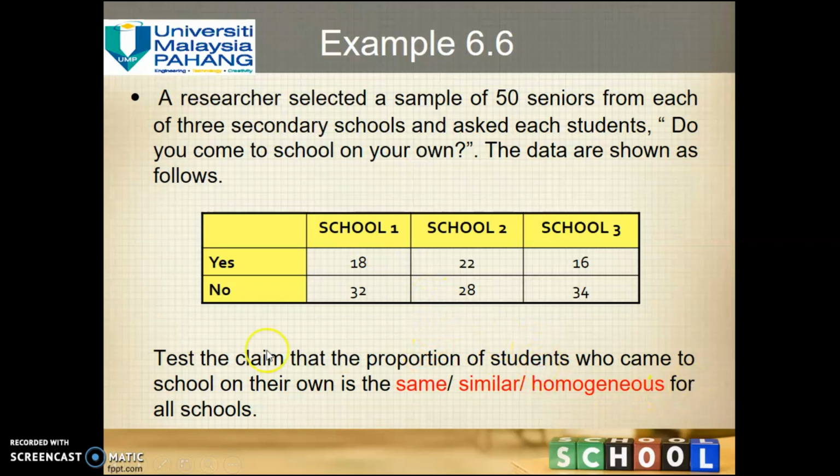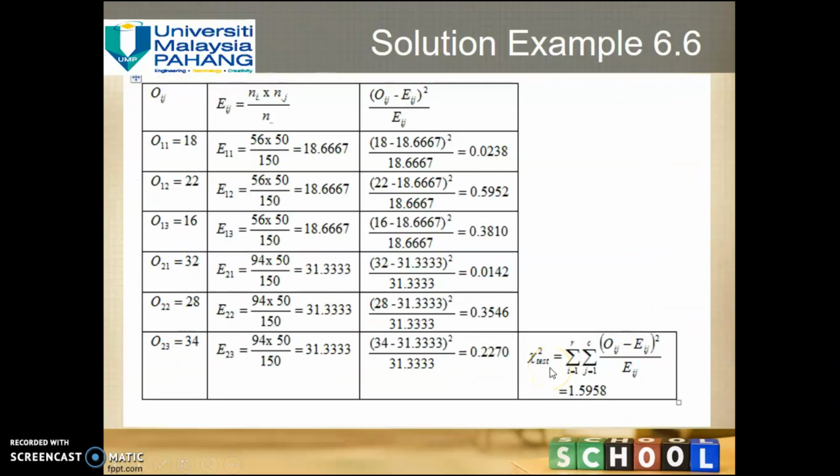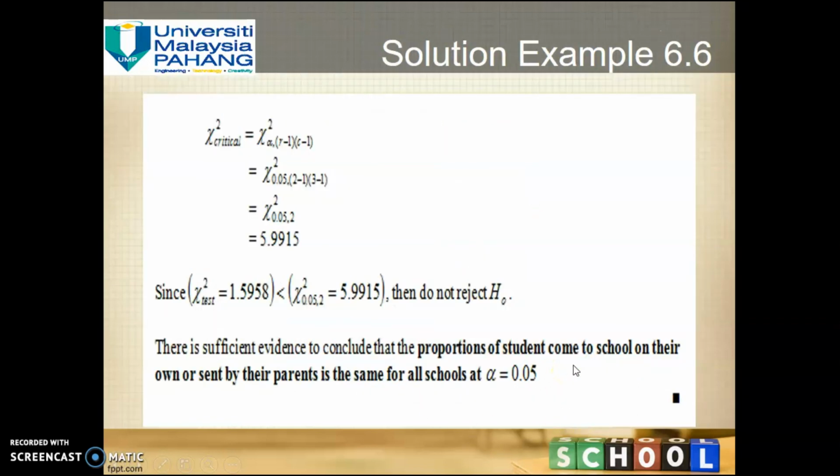For all schools, the subject here is the column variable. We are comparing the column variable between school 1, school 2, school 3. So H0: all the proportions are the same. H1: at least one proportion is different. We calculate all these summations to get your E here. After that, find your chi-square test statistic.